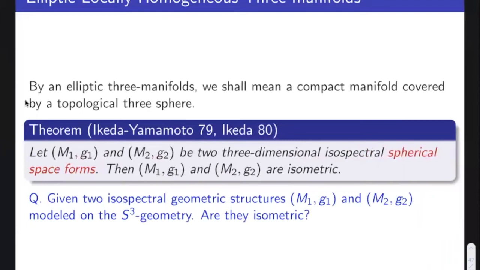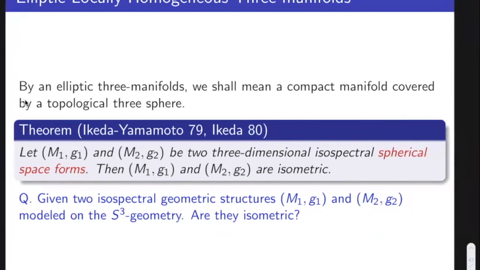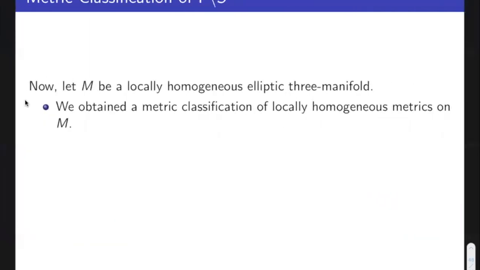So now the question is, given two isospectral geometric structures modeled on S3 geometry, in other words, the universal cover is SU(2) with a left invariant metric, can we actually say that they are isometric? So I know this sounds like a very classical problem, but we couldn't find this classification in the literature. So we kind of just did it ourselves.